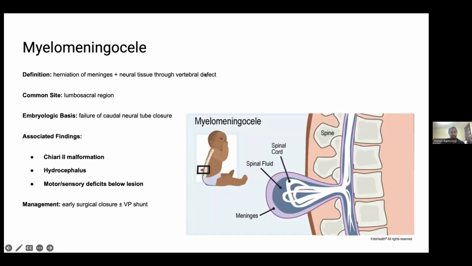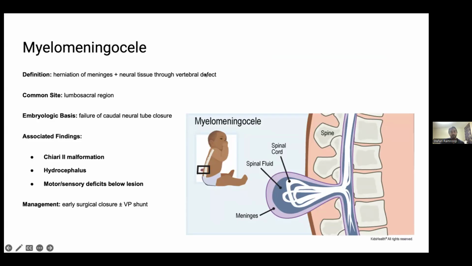The myelomeningocele is your open neural tube defect at the caudal end. It results from failure of caudal neural tube closure during primary neurulation, and that leaves a gap through which both the meninges and the spinal cord herniate. Mostly it occurs in the lumbosacral region, but you do have cervical and thoracic variants that exist.